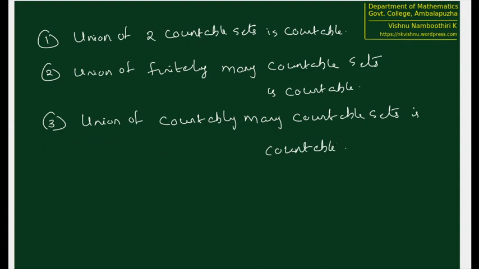These are the main results regarding taking the union of countable sets. Of course, taking the intersection of countable sets is again going to be countable, because the intersection is a subset of each of the sets in the intersection, and since each is countable, a subset is also countable. So the intersection is not very interesting for us. Of course, that's also true: the intersection of two countable sets is countable, the intersection of finitely many countable sets is countable, and the intersection of countably many countable sets is again countable. All these results trivially follow.